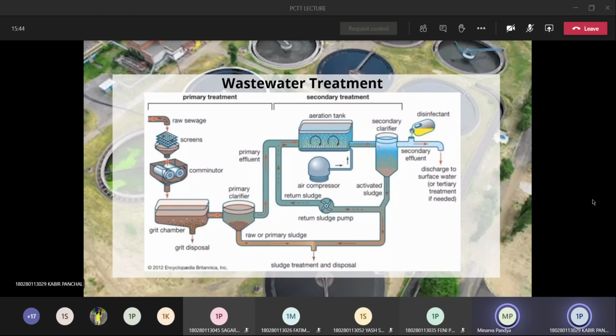So today we are going to discuss aerobic and anaerobic sludge digestion. Before we understand the details and how the system and the process works, first of all we will look at the diagram of a treatment plant. Over here we can see that in the primary treatment there is a primary clarifier and in the secondary treatment there is a secondary clarifier, both of which release sludge.